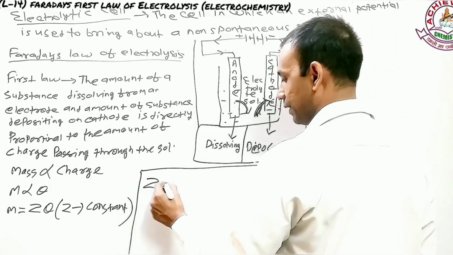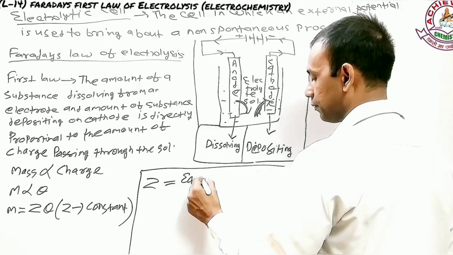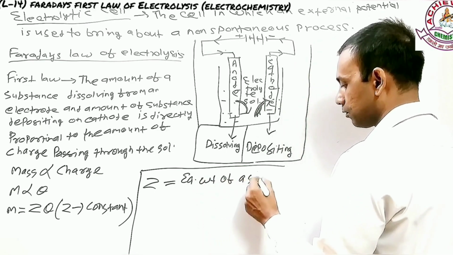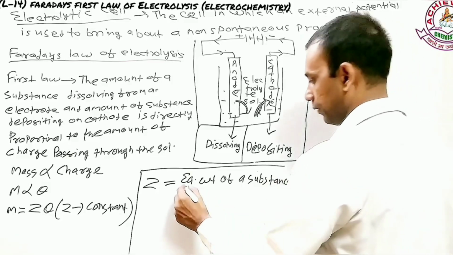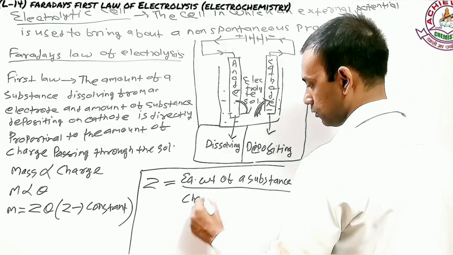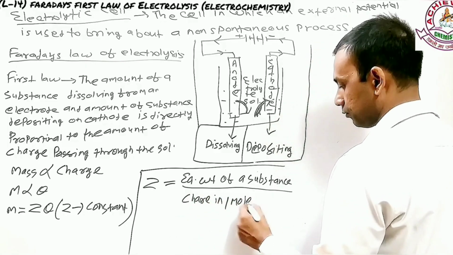So Z is equal to the equivalent weight of a substance divided by the charge in 1 mole of electron.